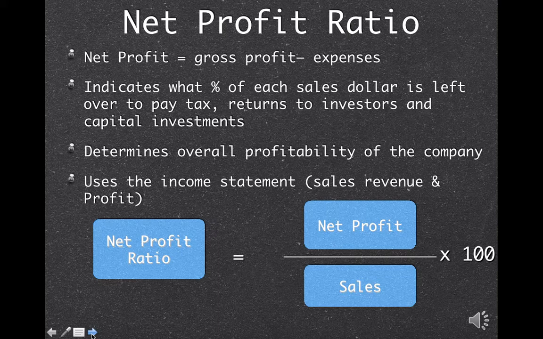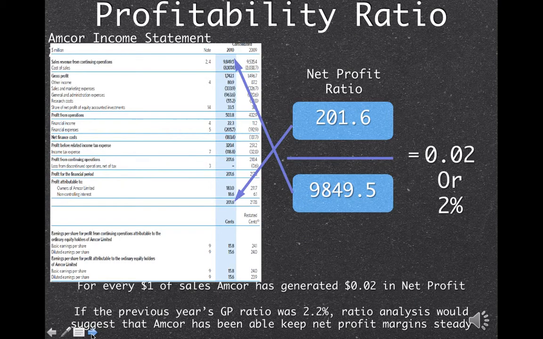Again, you need to write this down as the net profit ratio. And let's see where we get the figures from. So we need to find the net profit first of all, and this is here down at the bottom of the income statement. So the net profit is 201.60. The sales is still 984.950. This calculates out to 0.02 or 2%. So 2% of the total sales, it generates net profit.